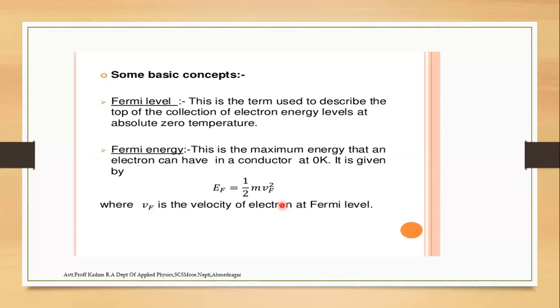square, where vF is the velocity of the electron at the Fermi level. Fermi level means the term which describes the top of the collection of electron energy levels at absolute zero temperature. And Fermi energy is the maximum energy that an electron can have in a conductor at 0 Kelvin. It is called the Fermi energy.